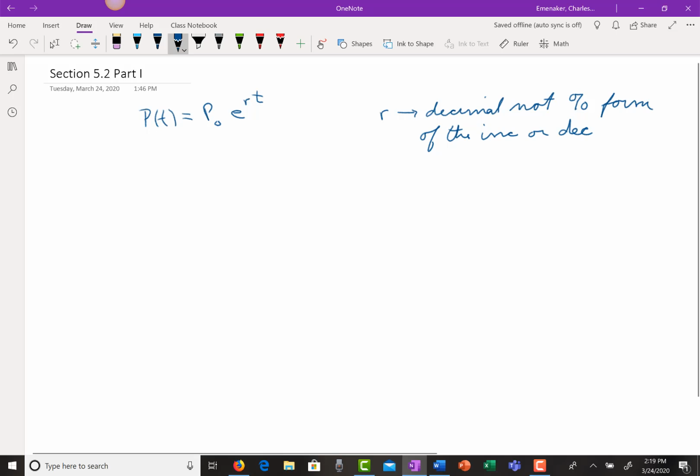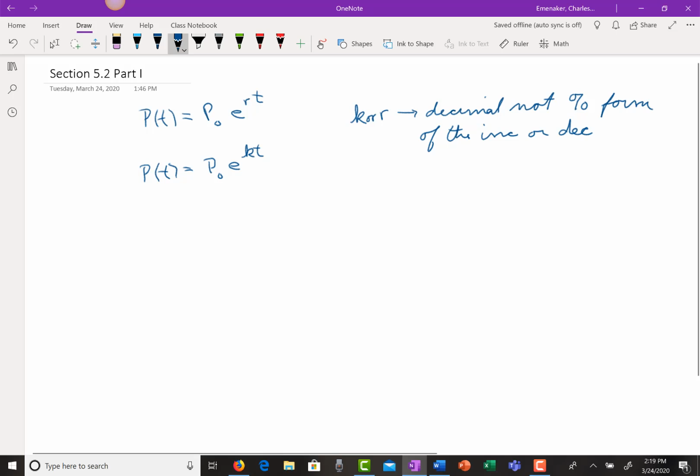In the formulas that we're going to be using today and in the next video, I'm going to follow the formatting that's used in the book. And in the book, instead of using e to the RT, they wind up using P sub 0 e to the KT. It's no big deal. So whether it be K or R, whichever form you're using of the equation, you need to be careful not to use the percent form, but to use the decimal form. Two formulas I want to take a look at.